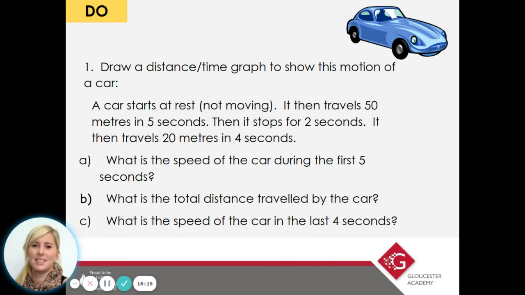For B then, what is the total distance travelled by the car? Well, I add up the 50 metres and the 20 metres, so that adds up to 70. So for B, the final answer is 70 metres. And then C, what is the speed of the car in the last 4 seconds? Again, I do the distance, so I would do 20 divided by 4, and that works out as 5 metres per second. Sorry I've not put it on as a visual example. I don't know why I've forgotten, but those were the answers for that one.